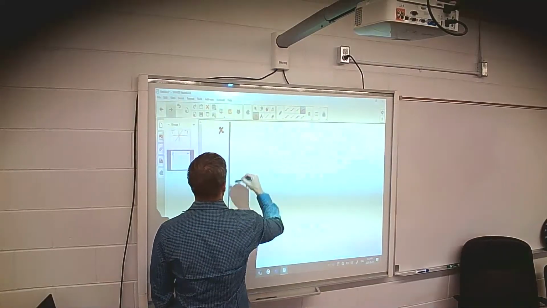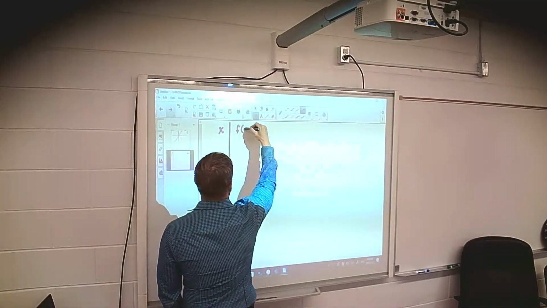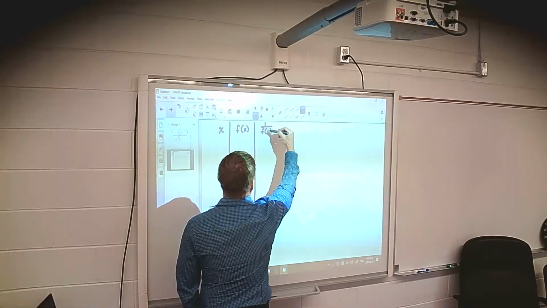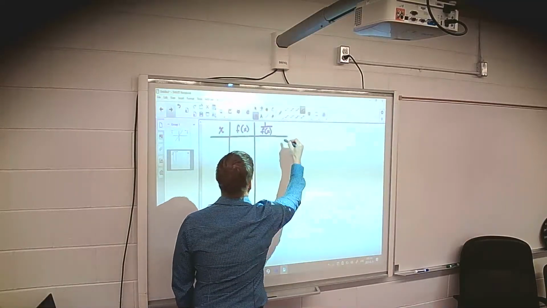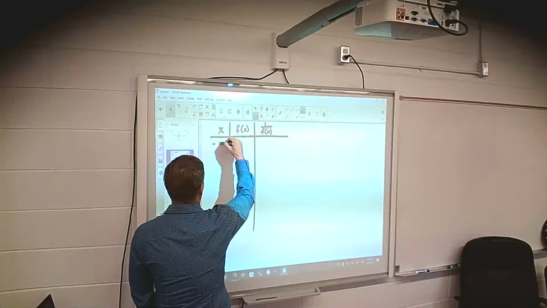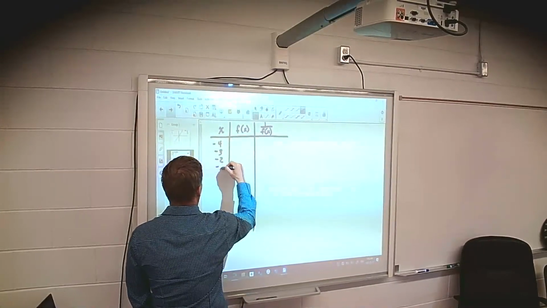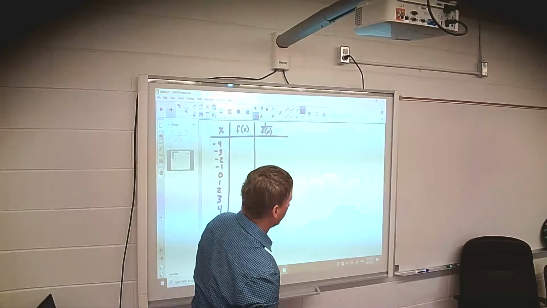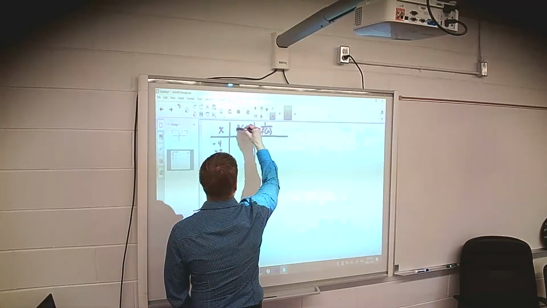X, f of x, 1 over f of x. Let's do it together so we get this right, because I can't show you what I want to show you. Okay, so it's negative 4, negative 3, negative 2, negative 1, 0, 1, 2, 3, and 4. Is that right? Okay. All right, so change this.